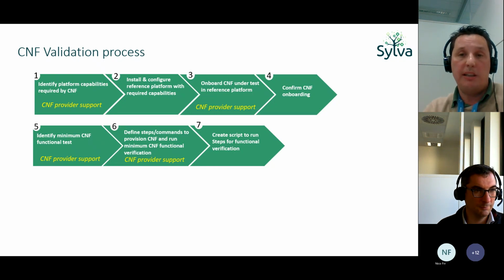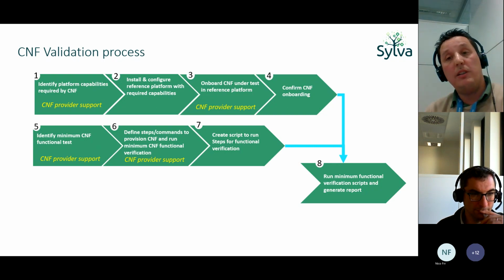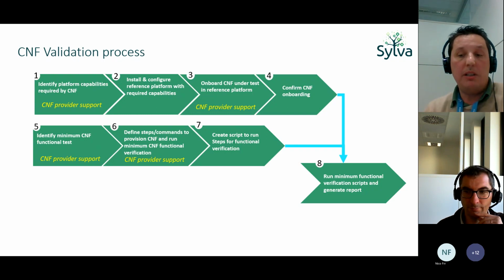And once we have deployed the network function or application, identified the tests, and created the scripts, we will run this minimum function just to verify, and this will be called validation, that the network function is deployed and is actually working. If this happens, then we call it validation.